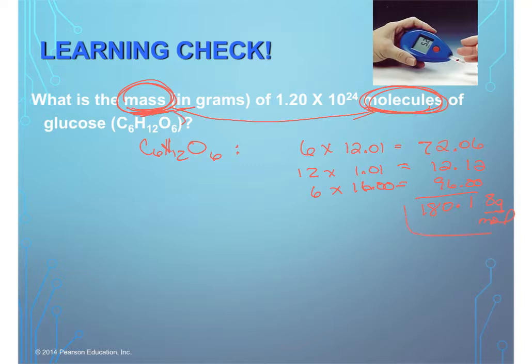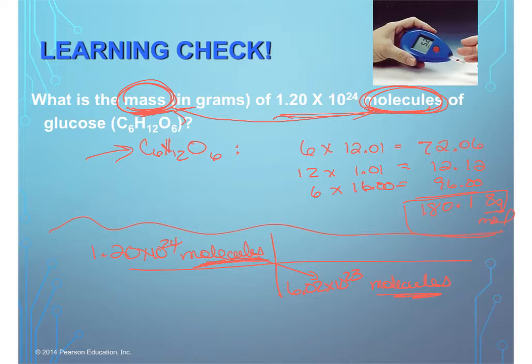All right, so I went ahead and calculated the molar mass for glucose. And now I'm going to go ahead and set up the problem. Here's the given information, 1.20 times 10 to the 24th molecules of glucose. That gives me the units I need in the denominator of my first conversion factor, so that'd be molecules. Whenever I see molecules or atoms, I'm going to automatically write Avogadro's number next to it. Everything must go through moles. If the initial units aren't moles itself, that's always the first step. So 1 mole on top.